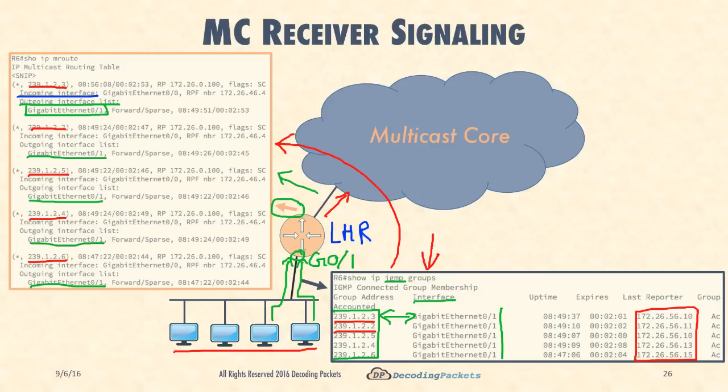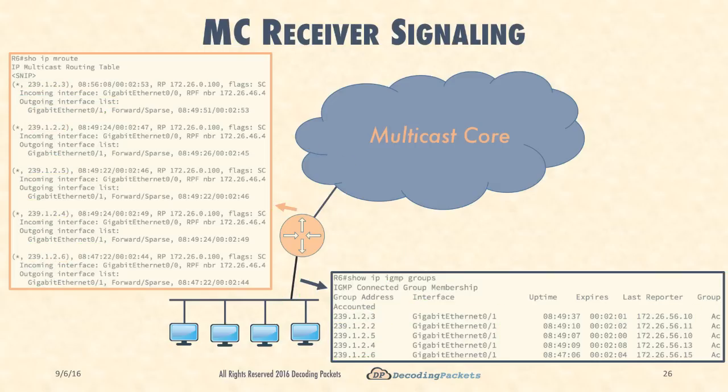Again, do not get lost in the weeds here. All we are trying to show here is that this is the beginning of that boundary between the receivers and the multicast routing protocol. This is the very first thing that happens that actually populates the multicast routing table and also gives it information to talk to the other peers across the multicast core.